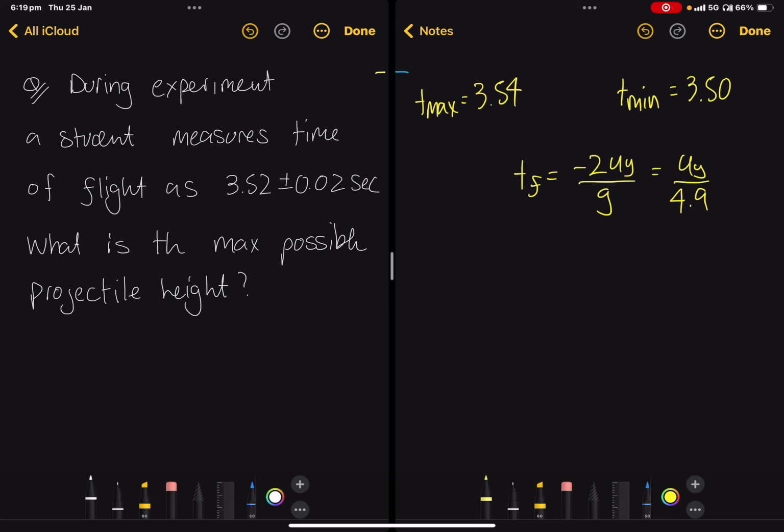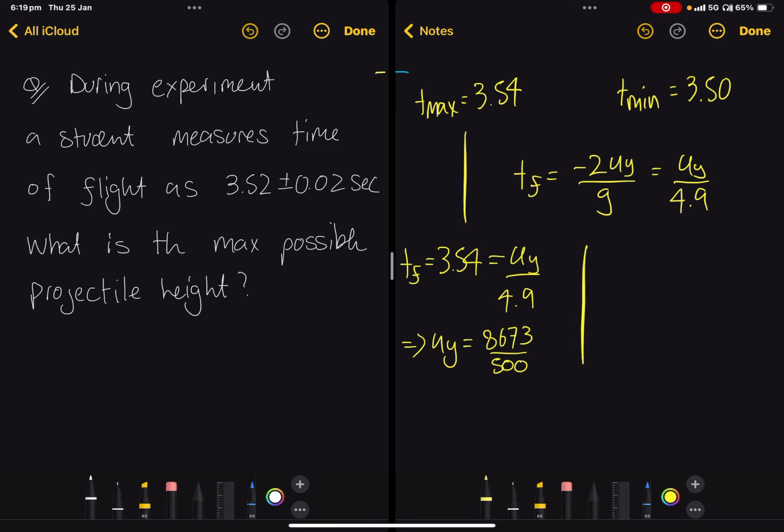So here we have the time of flight associated with the maximum time. Time of flight is 3.54, and this is equal to uy over 4.9. So this implies that the initial velocity in the first case is 3.54 times 4.9. This is, as a fraction, 8673 over 500. We want these exact. So this is one case. This is the Tmax case.